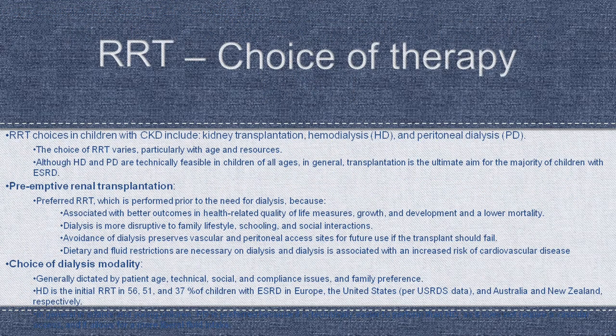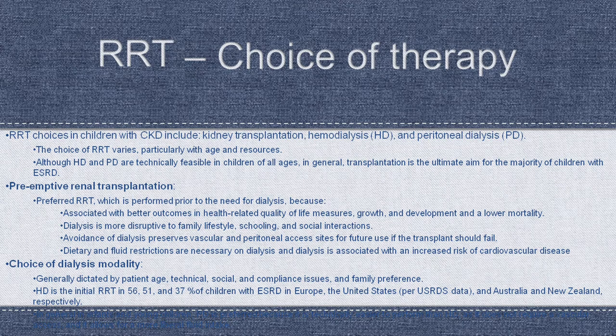The choices of RRT in children with CKD include kidney transplantation, hemodialysis, or HD, or peritoneal dialysis, PD. The choice varies particularly with the age and the resources available. Although HD and PD are technically feasible in children of all ages, in general, transplantation is the ultimate aim for the majority of children.